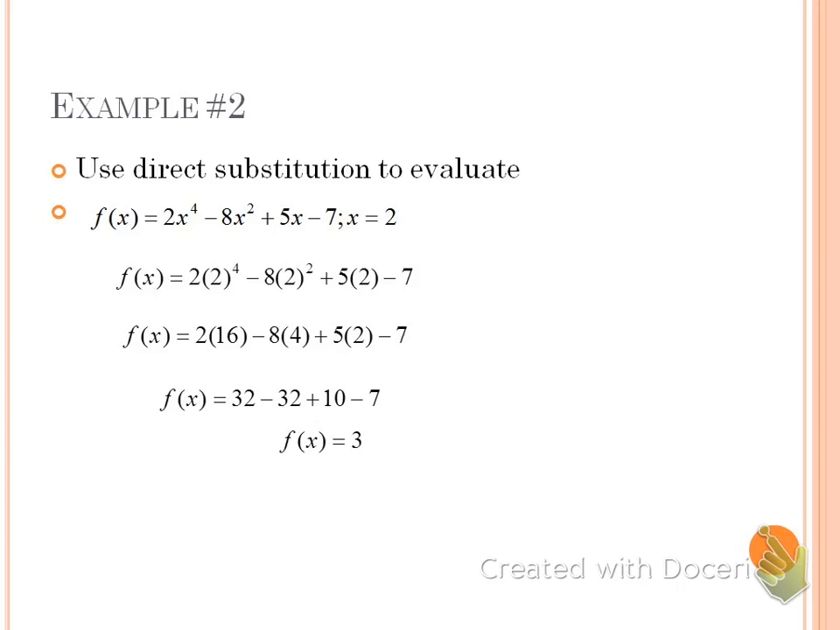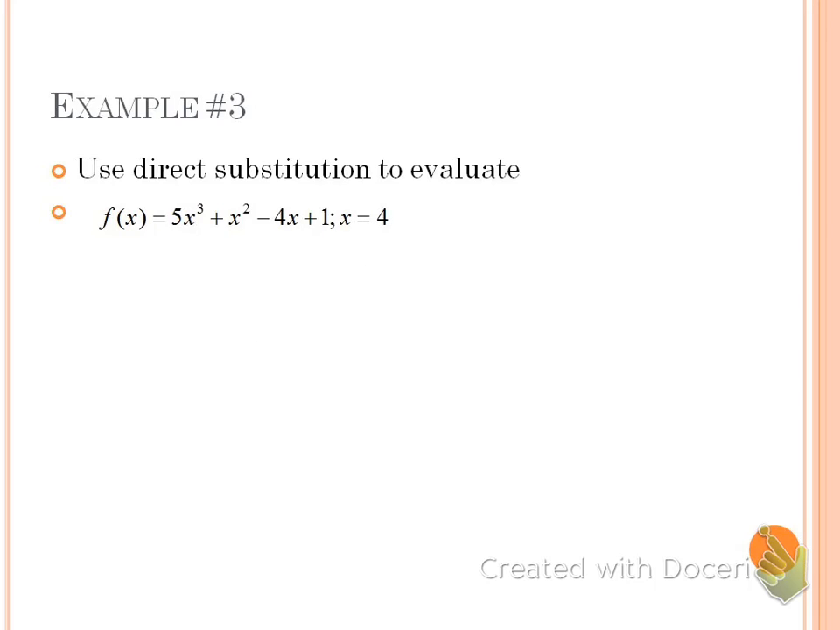So direct substitution means just plug it in. Do the math. The main mistake here is order of operation stuff. Some people want to say 2 times 2 and then to the fourth power. Remember, in the order of operations, exponents come before multiplying. So do 2 to the fourth and then multiply that by 2. What are your questions?